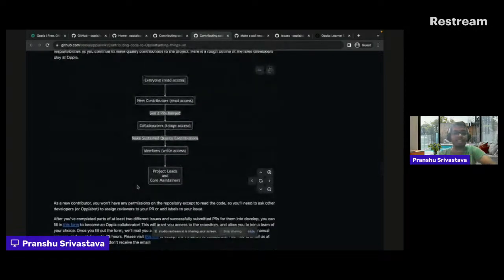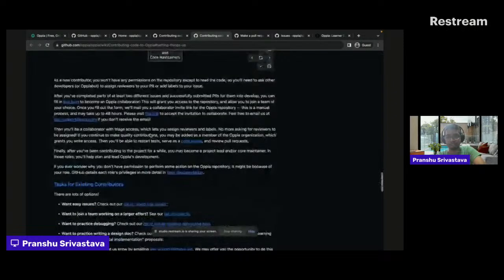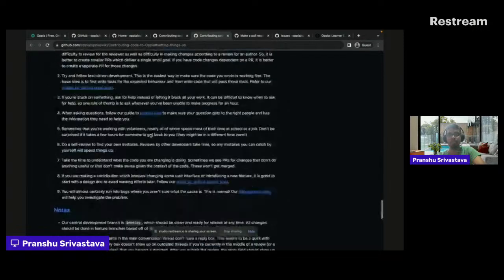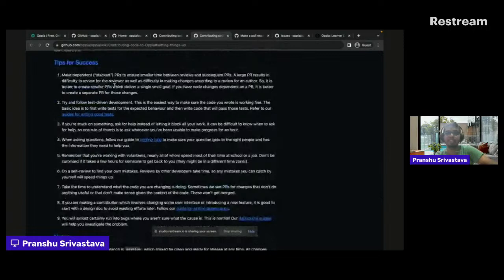And they have a good and descriptive flowchart about what the roles of different contributors are that you can have. This is something that is specific to this project, and this is something that you can check out. And also one more thing that they have mentioned is what are the things that you can do to succeed in this project. So this project has been a part of GSOC since I think about 2016. So it is a very established project.